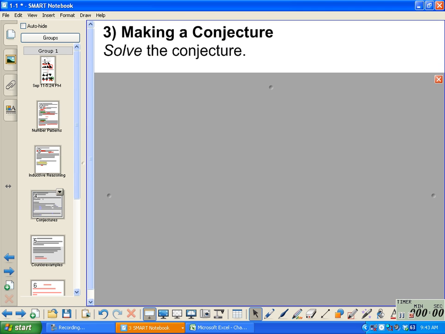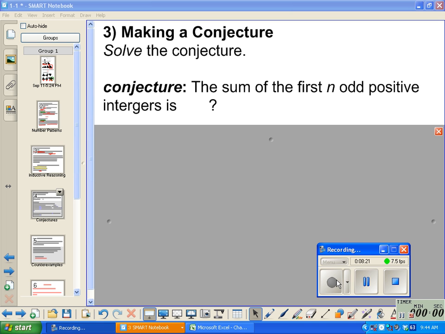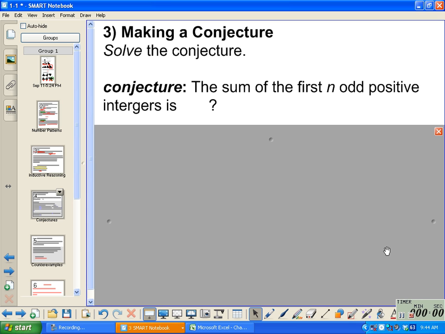All right. Making a conjecture to solve a problem. The conjecture or the hypothesis for this particular one is the sum of the first n odd positive integers is what? The sum of the first n positive integers is what? Okay?